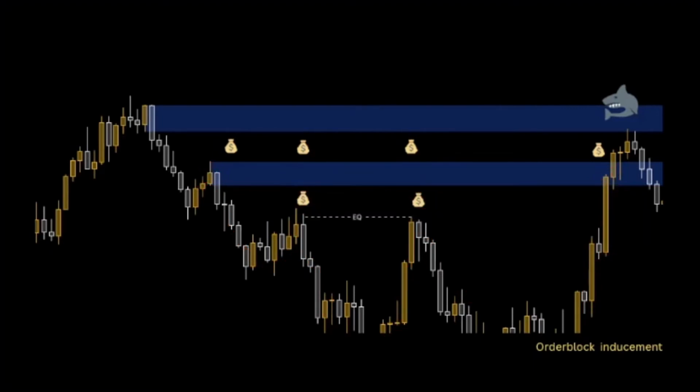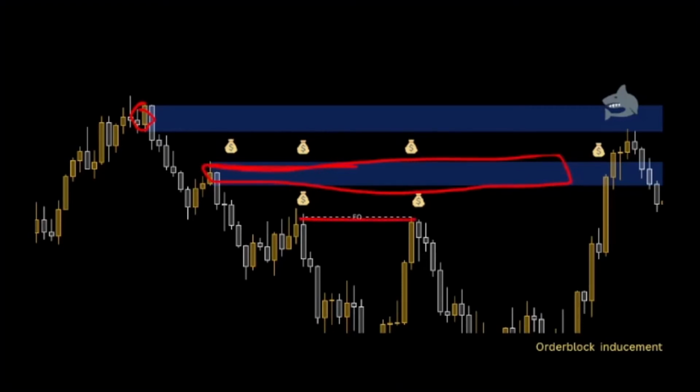But here's the thing. What do we have? We have another order block just above it, an engulfed order block. Where's that order block laying? Just above the previous order block that is very obvious for smart money. So this is why I call it a smart money inducement level, because you see these equal highs.